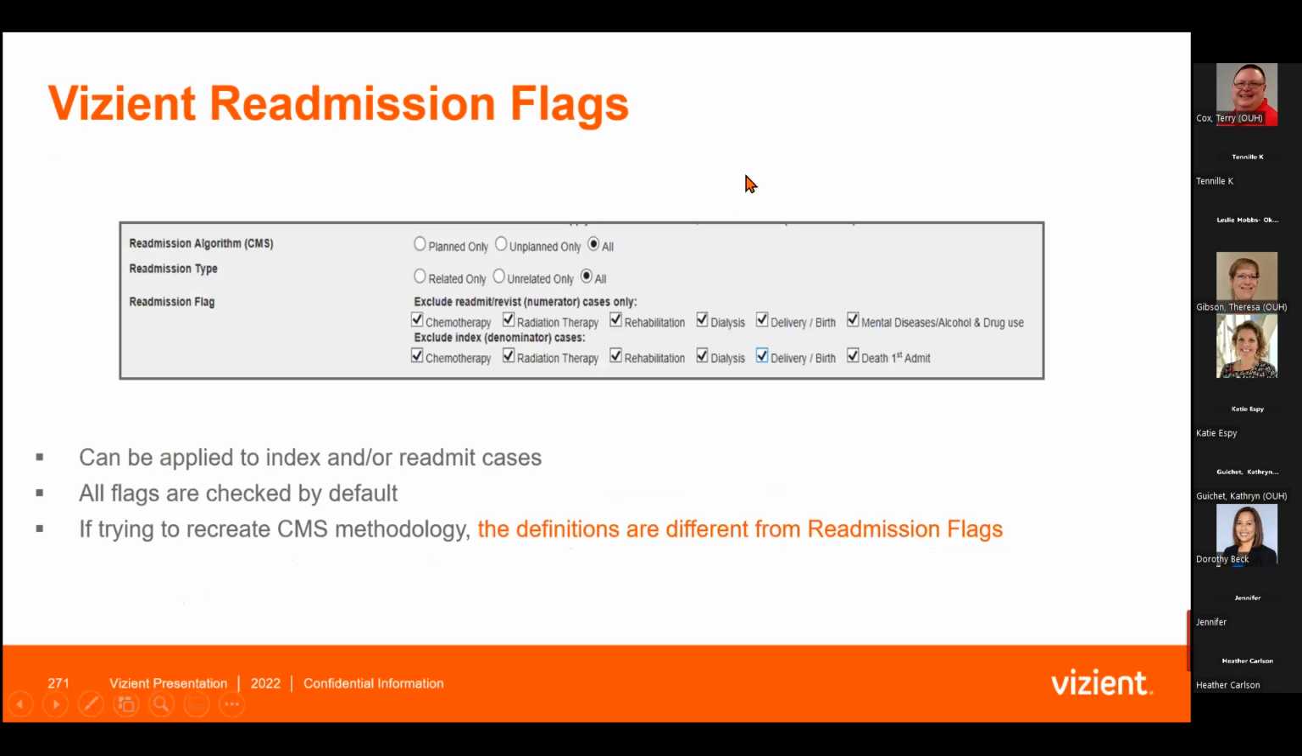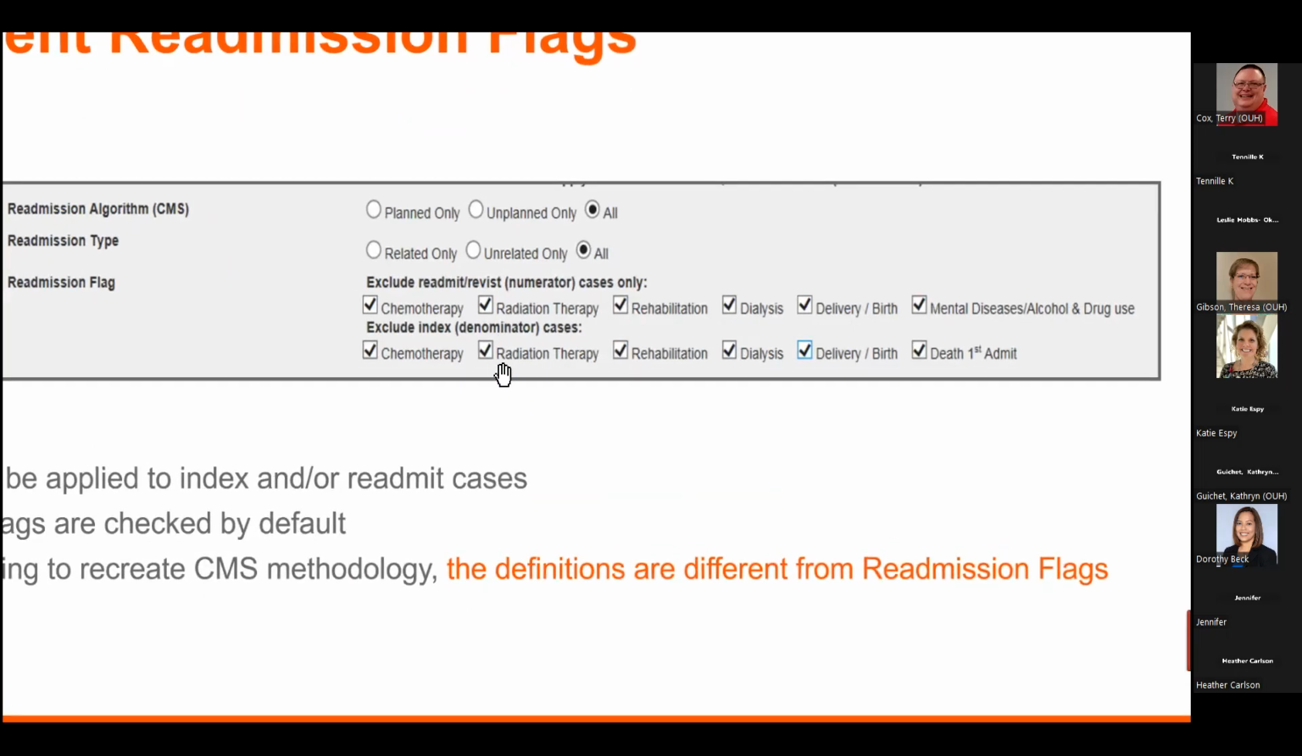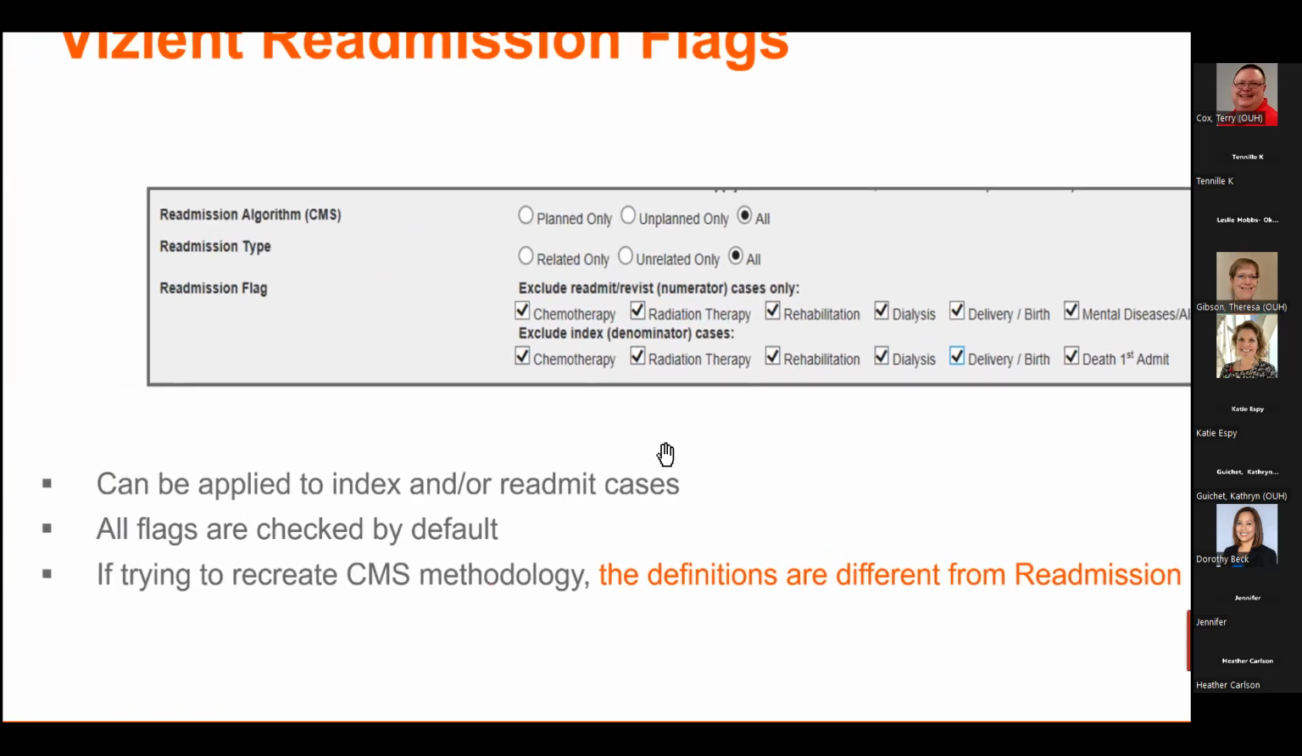Again, we have those readmit flags. These are those different check marks. We can apply those to either the index or the readmit case. And the flags are checked by default. So all those check boxes are going to be checked by default when you open a readmissions report. But if you want to uncheck anything to include those, you have that option.